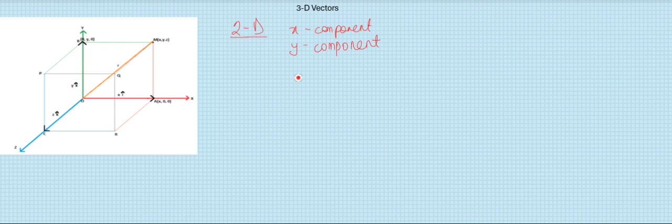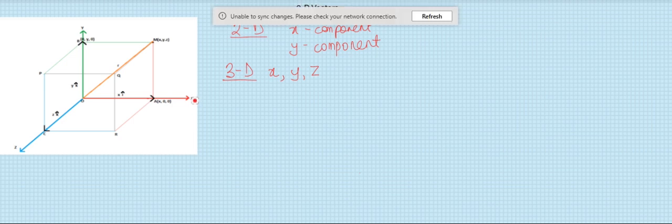Now when we come to three-dimensional vectors, we introduce a third dimension. So we have the x component, the y component, and the z component. So let's look at this diagram. We have our x-axis, our y-axis, and then our z-axis, which is also perpendicular to both the x and y-axis, but z is in the third dimension. That is something like a solid figure.